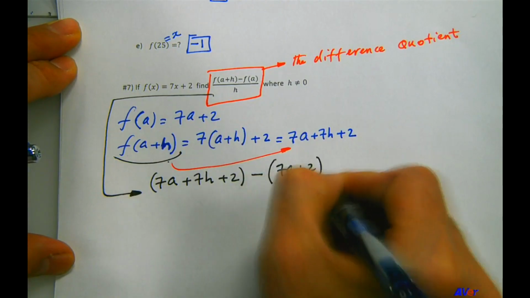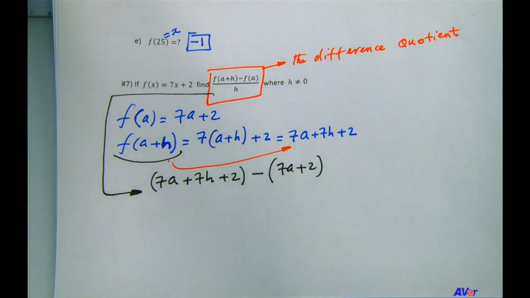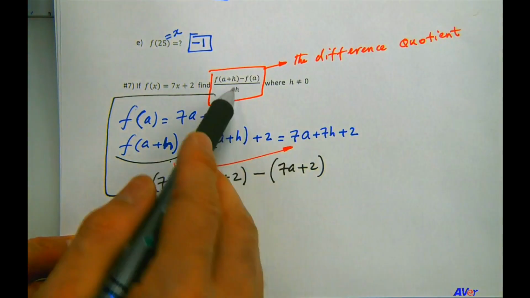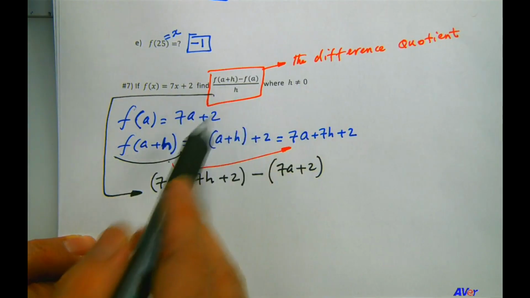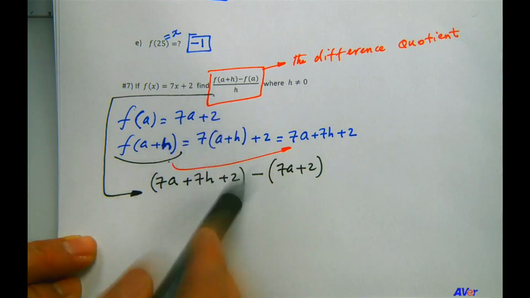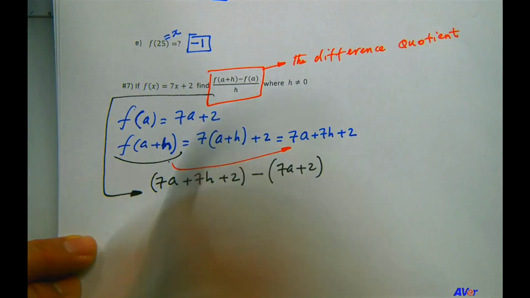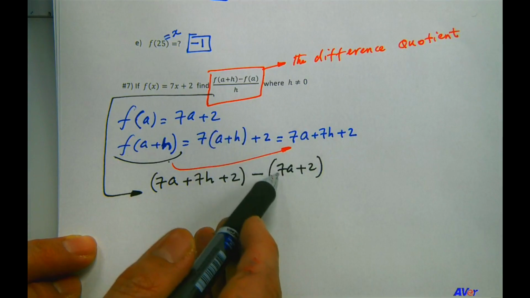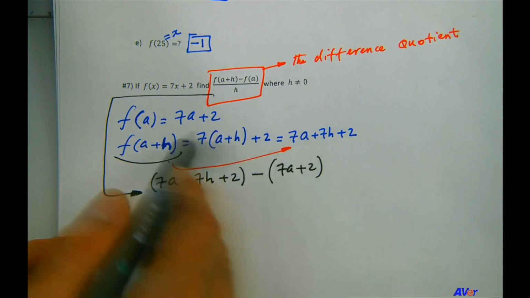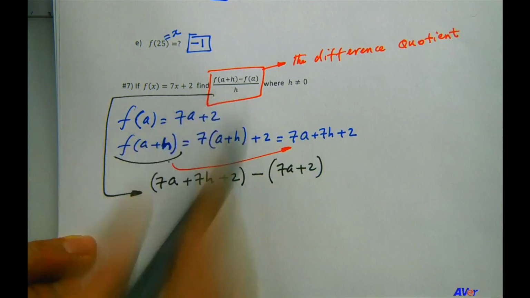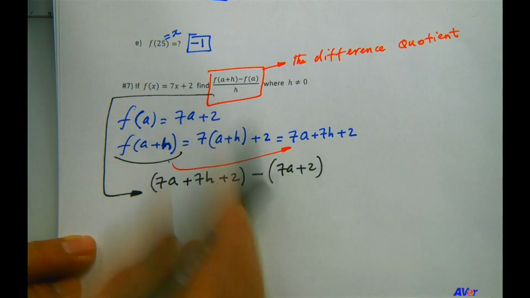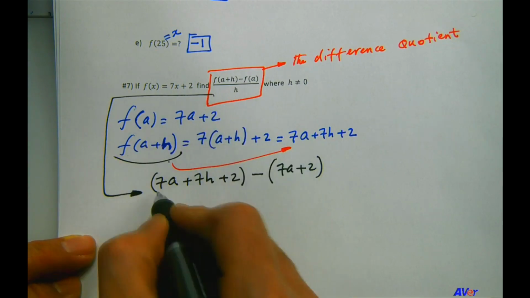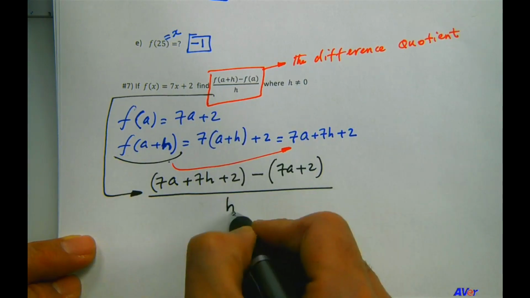7a plus 2. So it's critical that you remember to put the parentheses around this, because that negative sign is not a neutral sign. It's going to distribute itself into all of f of a. And all of f of a is not just 7a, it's 7a plus 2. So that minus will multiply itself by everything that is in f of a. Okay, so all of that divided by h.